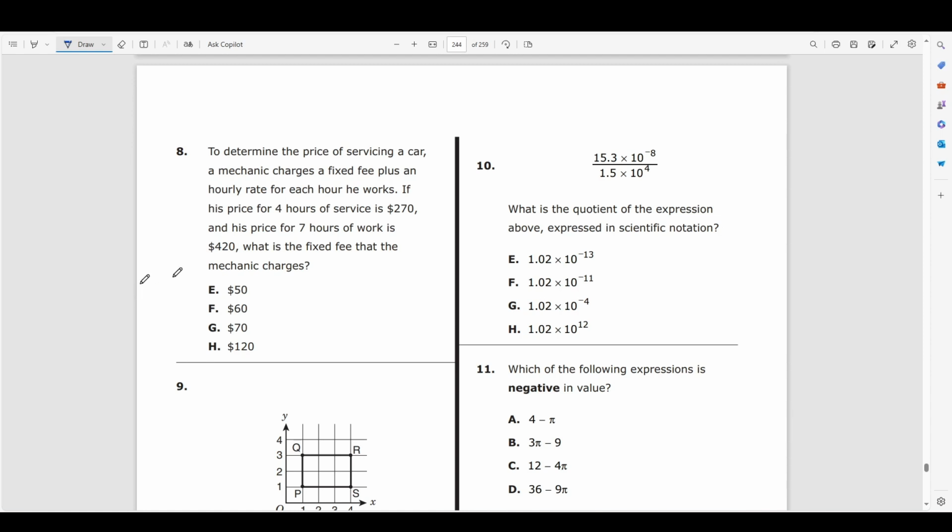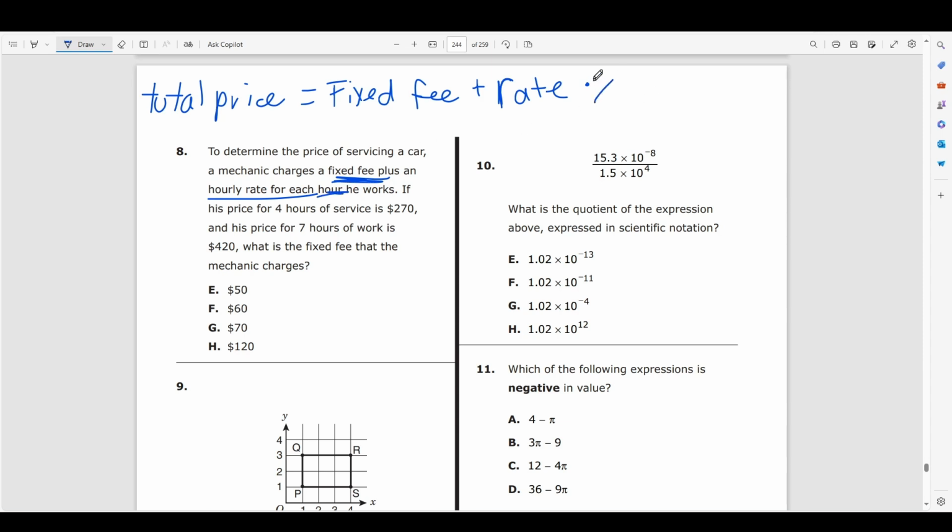So when we're determining the total price, our total price is going to equal a fixed fee, plus an hourly rate, plus our rate times each hour that we work. So our rate times X. So total price is equal to fixed fee plus rate multiplied by X. So let's convert this into variables.